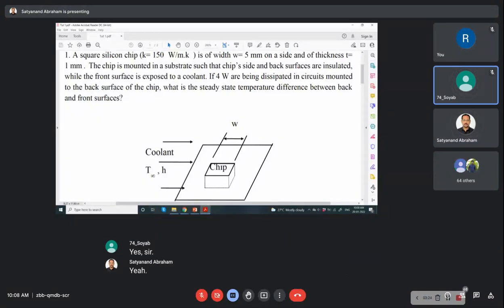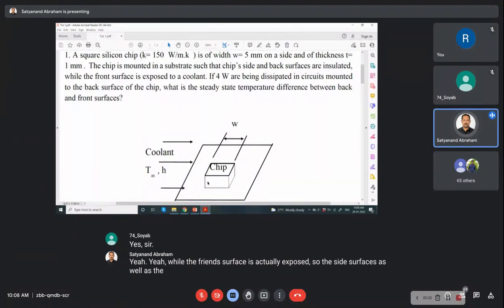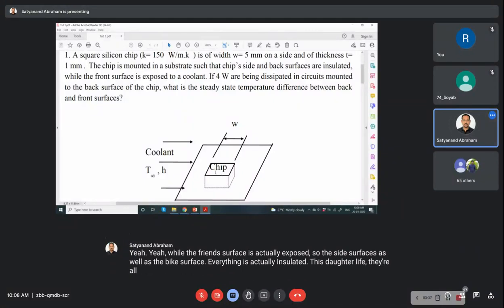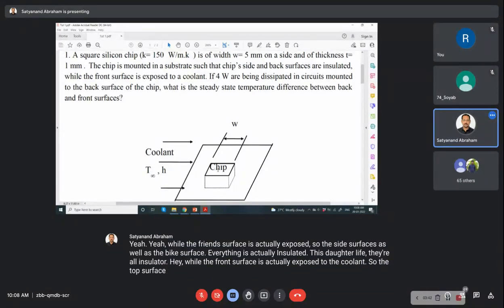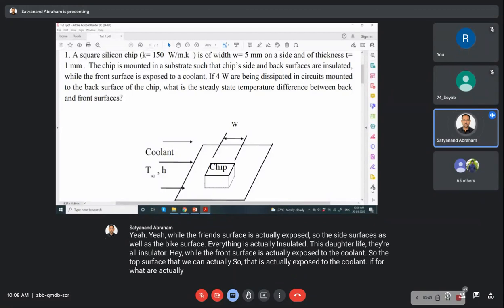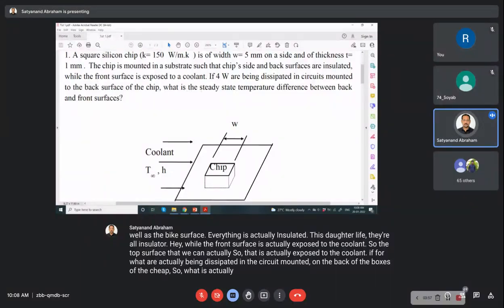The front surface is exposed, while the side surfaces as well as the back surface are insulated. These dotted lines are all insulated. The front surface is exposed to the coolant, so the top surface is exposed to the coolant. If 4 watts are being dissipated in the circuit mounted on the back surface of the chip, what is the steady state temperature difference between the back and front surface?